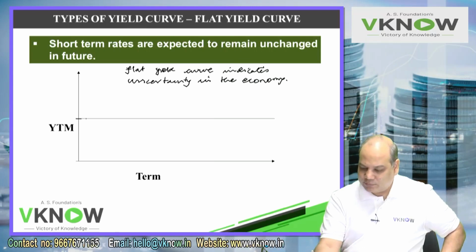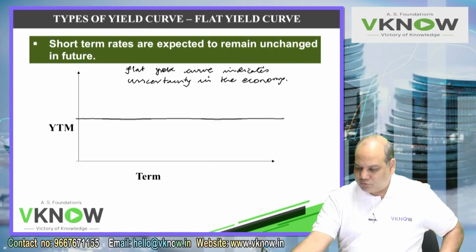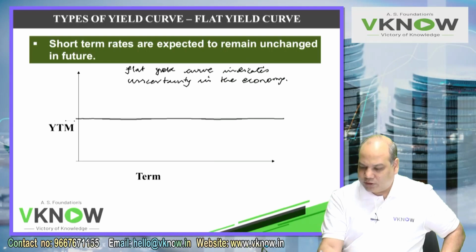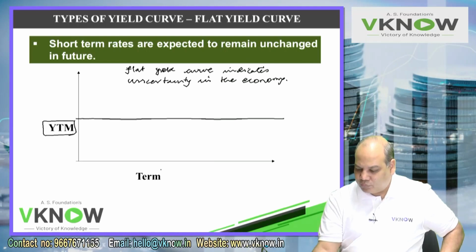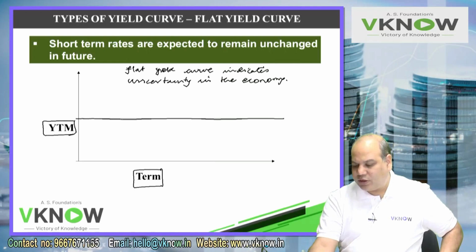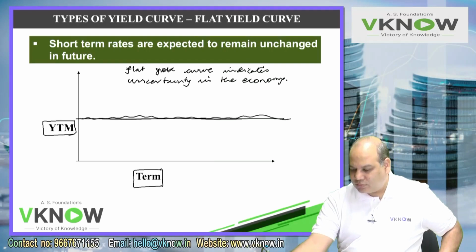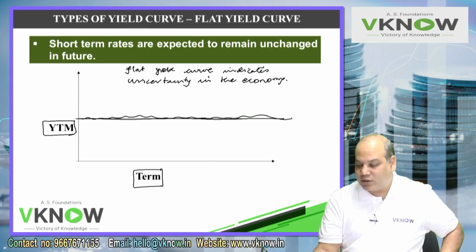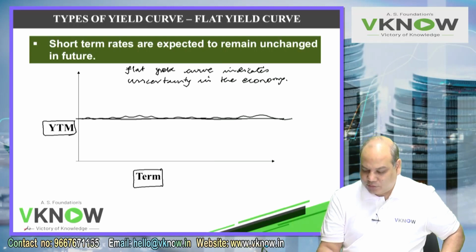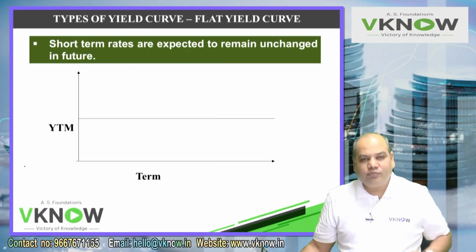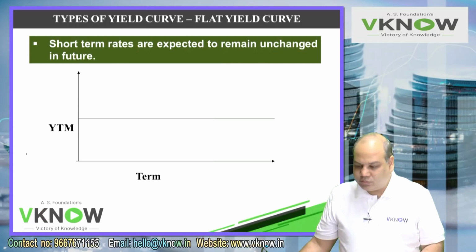So it's flat, which means your YTM is more or less the same. This is a very straight line, but practically it may be just like this. Okay. So it indicates that there is a lot of uncertainty. So short-term rates are expected to remain unchanged. Term to maturity does not affect your YTM. YTM is almost the same for all terms to maturity.